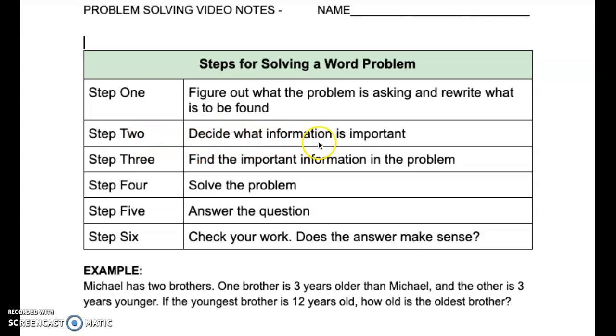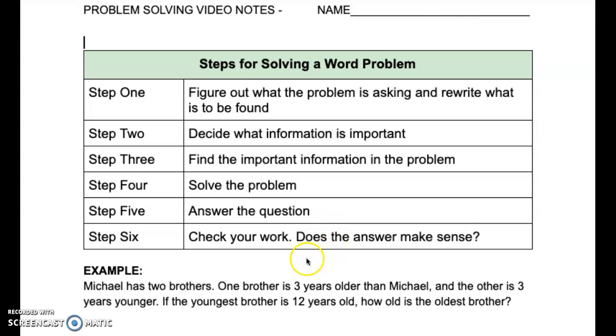Step 2, decide what information is important. Step 3, find the important information in the problem. So what is it asking? What's important? Now let's locate it. Now that we have those 3 things done, step 4 is we try to solve the problem. When we solve the problem, we're just setting everything up, because step 4 and step 5 seem pretty similar, but step 4 is more of the setup of how we're going to solve the problem, and then step 5 we actually answer the question.